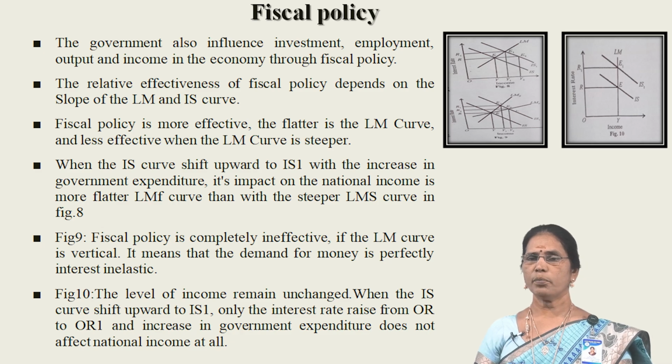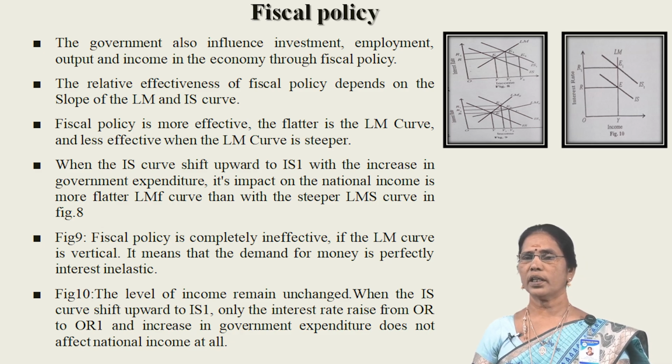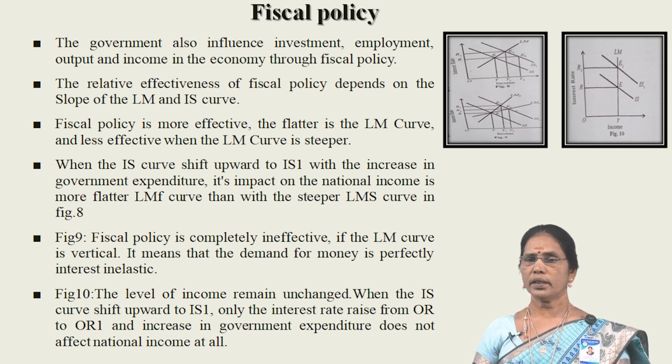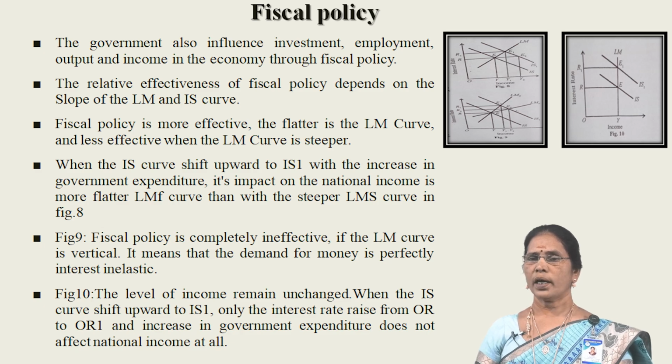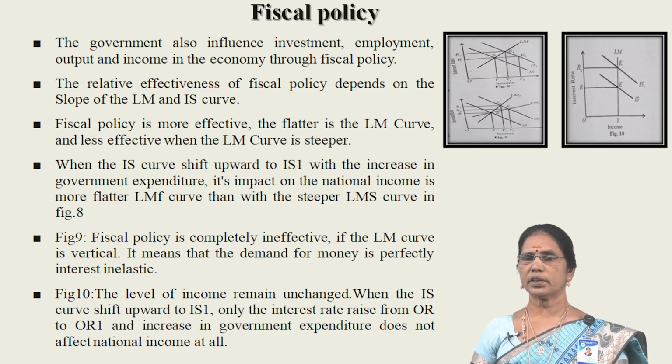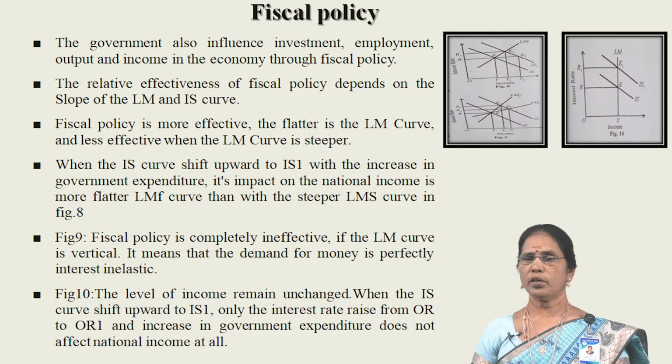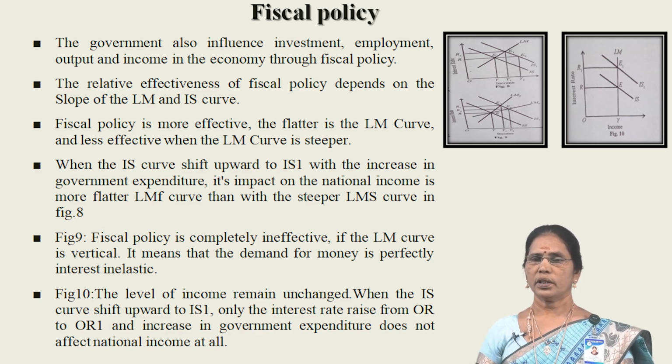The level of income remains unchanged when the IS curve shifts upward to IS1. Only the interest rate changes from OR to OR1, and the increase in government expenditure does not affect national income at any other level. With a perfectly horizontal LM curve, fiscal policy is fully effective. The demand for money is perfectly elastic.